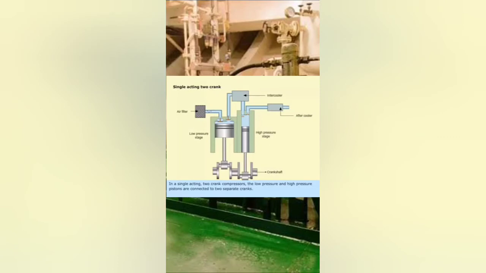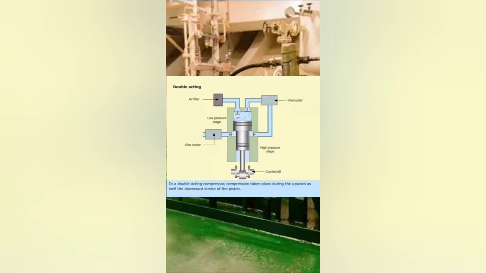In a single acting, two crank compressor, the low pressure and high pressure pistons are connected to two separate cranks. As the low pressure piston moves down, air is inducted through the air filter. When it moves up, the air is compressed and delivered to the second stage through the intercooler. The air is further compressed in the second stage and high pressure air is delivered through the aftercooler.